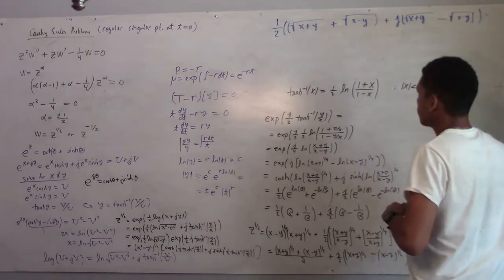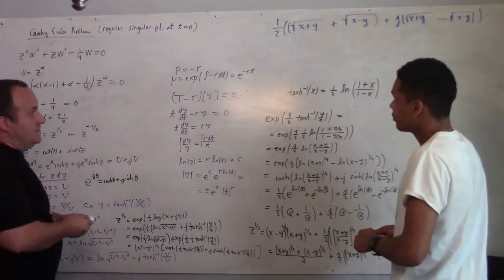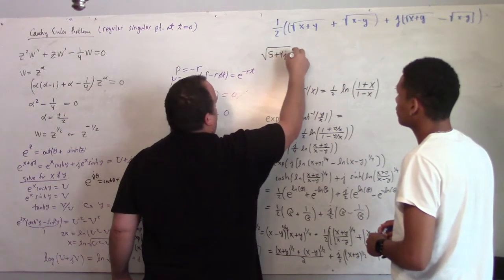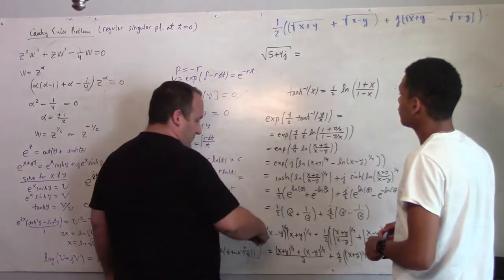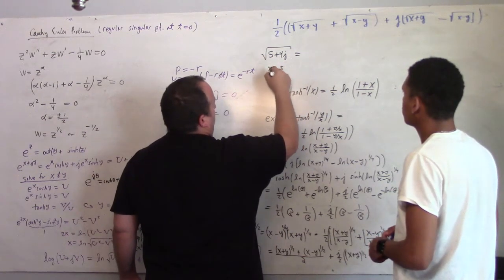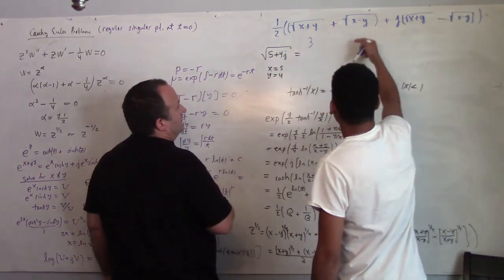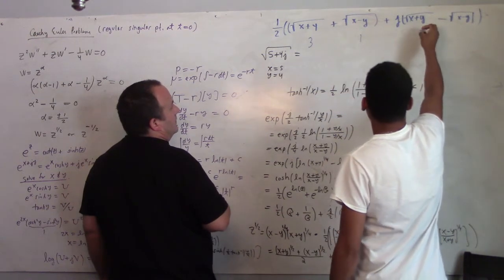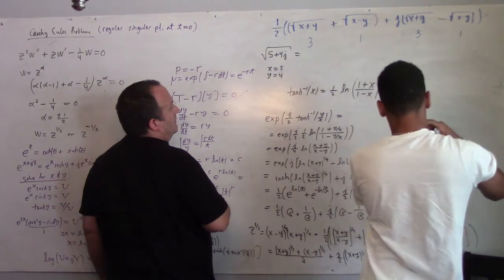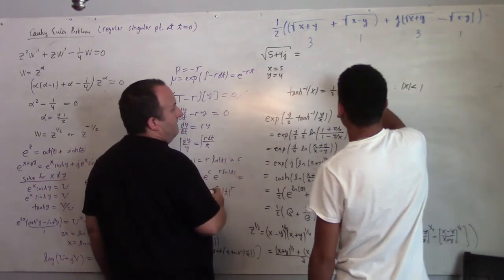So let's see, in the paper I tried the square root of 5 plus 4j. What's the square root of 5 plus 4j according to this formula? We just found this thing. So x equals 5, y equals 4, right? I'll write this down. So we get.